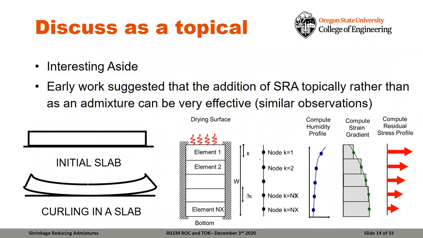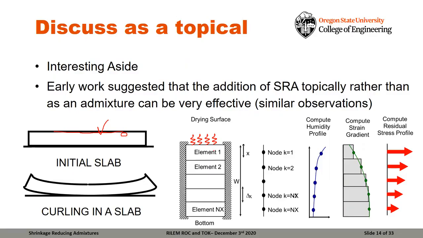Now, an interesting aside is that many times we think about shrinkage reducing admixtures as being a chemical admixture that's mixed in with the fresh concrete. However, a lot of the early work really looked at this as a topical addition. So essentially, the idea would be that you would cast your slab and then you would put your shrinkage reducing admixture on the top. This can be very, very effective, and we've actually evaluated this as well. And this can be very effective at reducing the shrinkage because it's going to work on the pores very near the surface, which are the pores that start to dry first.